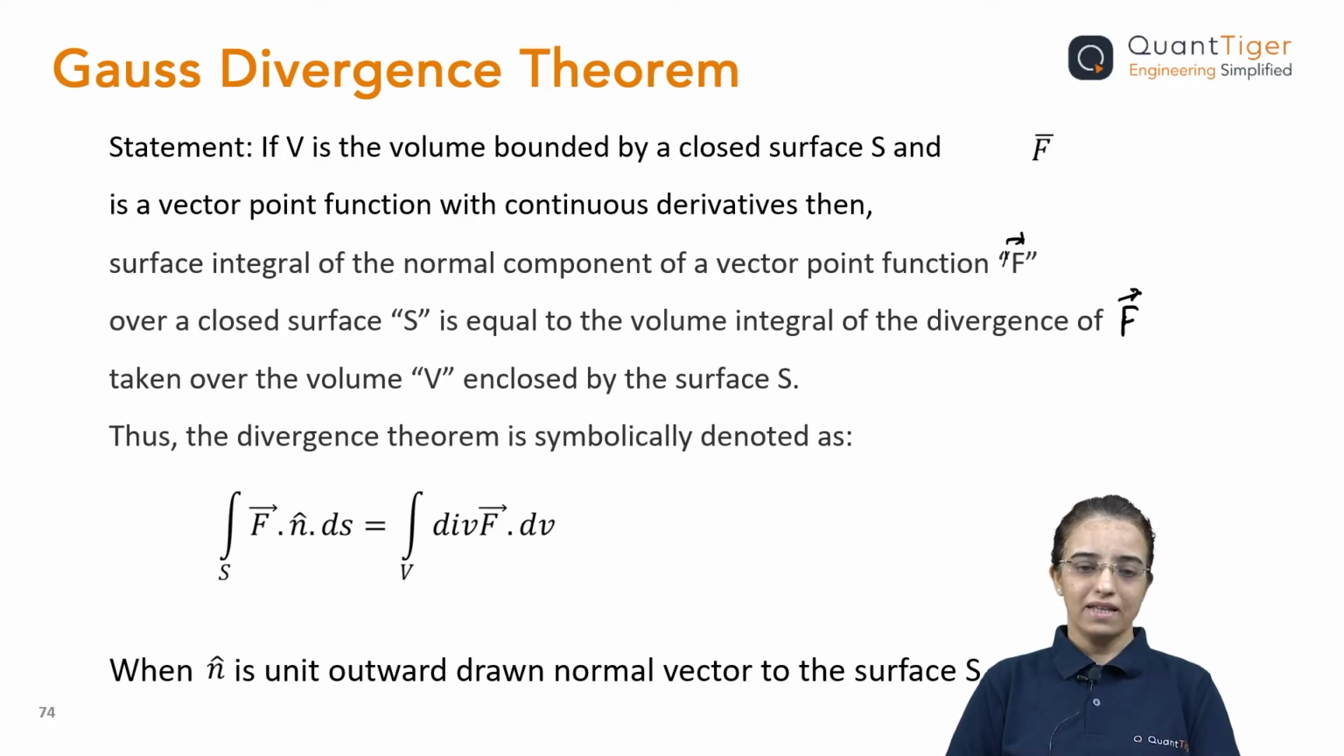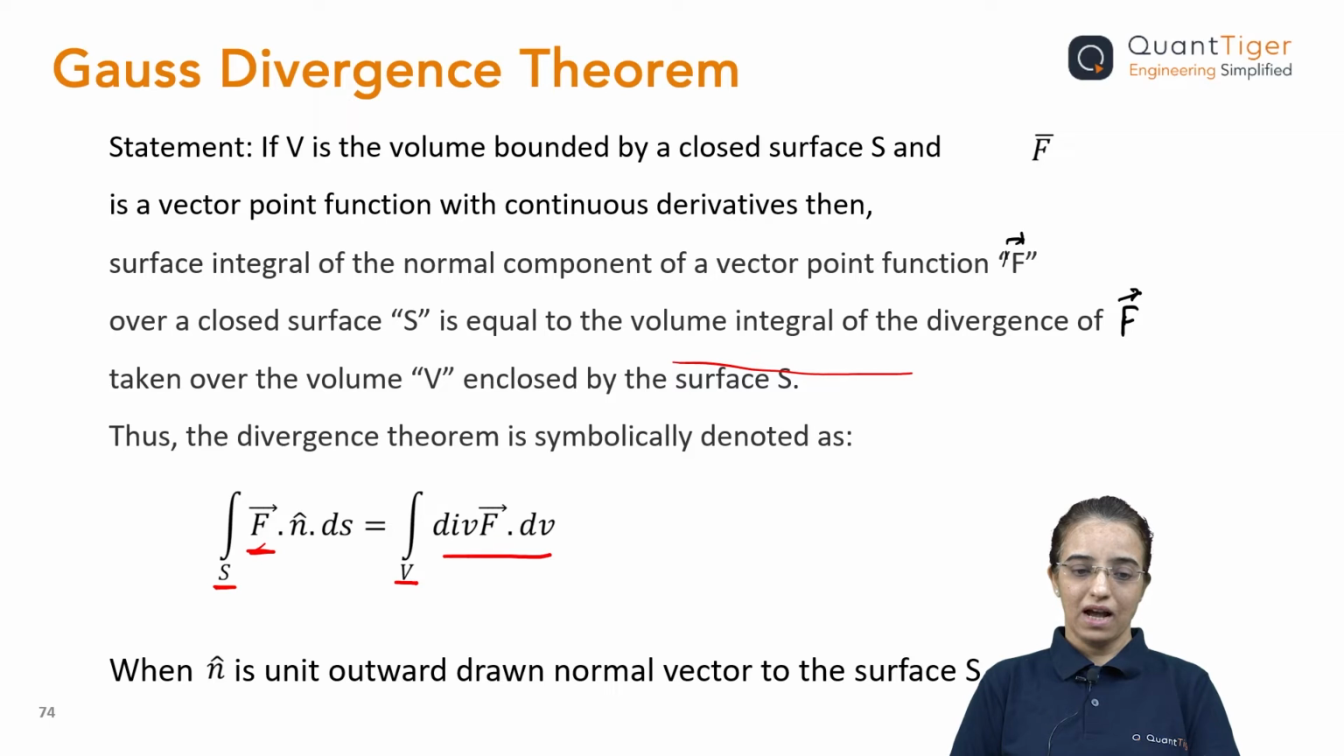So, as per the statement, if you find the surface integral of a vector point function, which we denote as F vector, along the closed surface, which is S, which we have pointed over here, then that will be equal to the volume integral of that vector function over the volume which is bounded by that surface S. So, that is equivalent to that one.